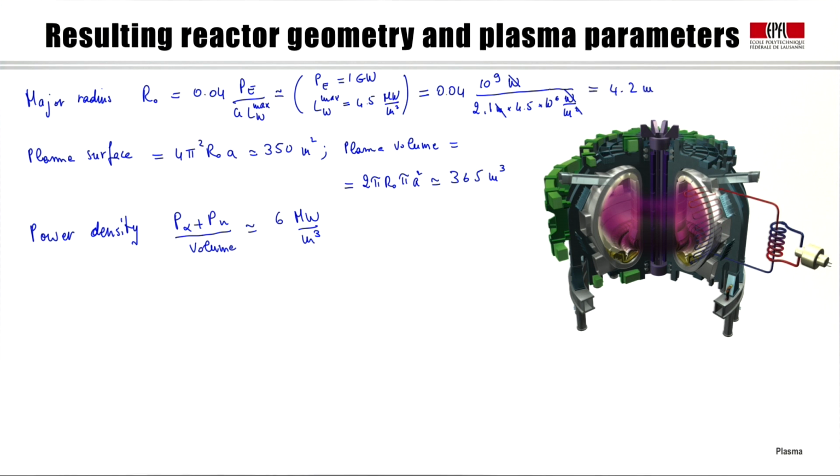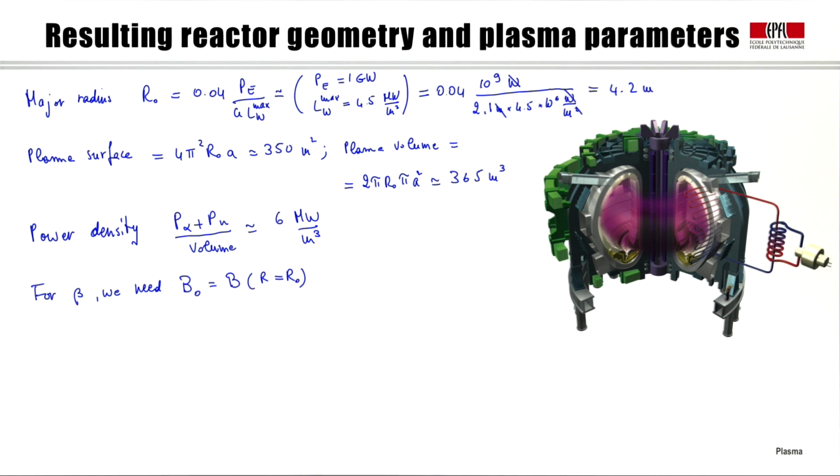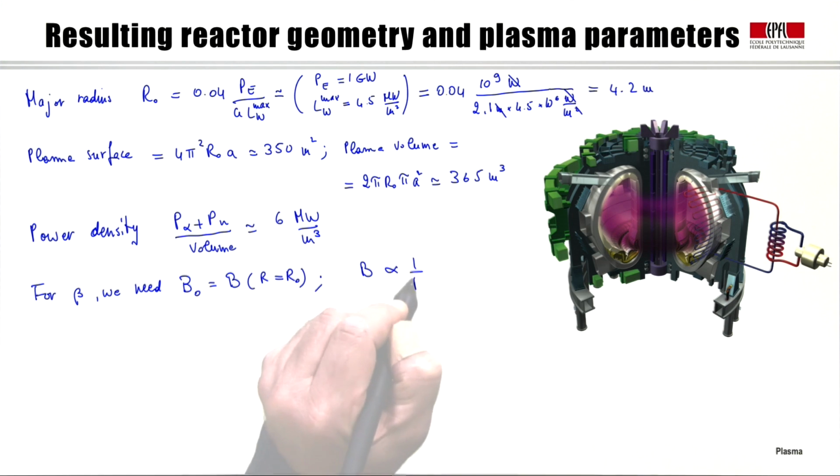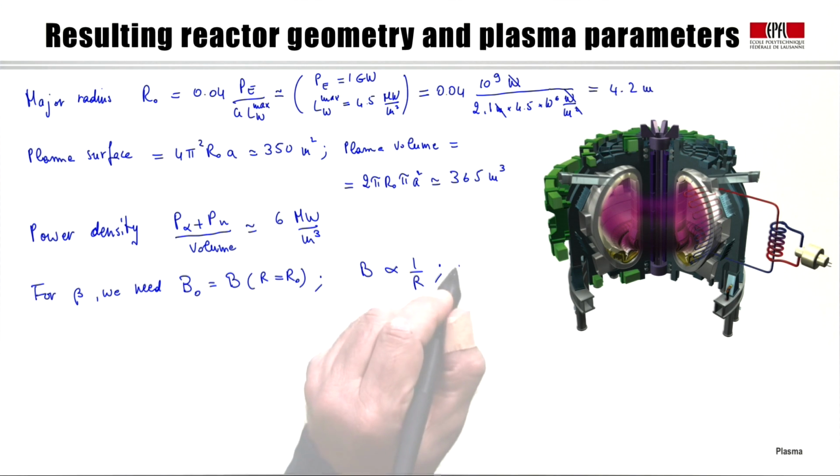The next parameter I'd like to calculate, a key parameter for plasma physics, is beta. But for that we need the value of the magnetic field in the plasma, which I call B0. That's B at the center of the plasma, at a radial position equal to the major radius. How do I calculate that? I know that the field scales as 1 over r, and I also know that the field at the coil has its maximum value that we took of about 13 Tesla.